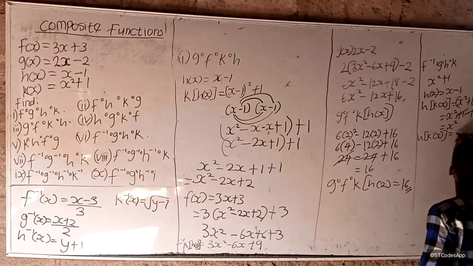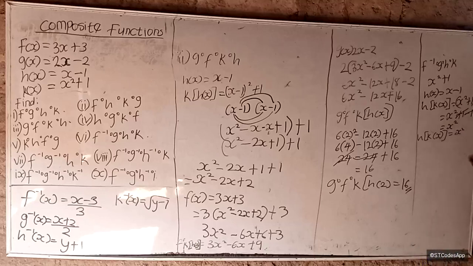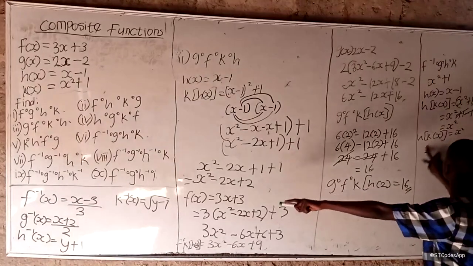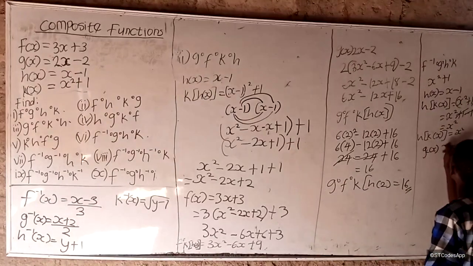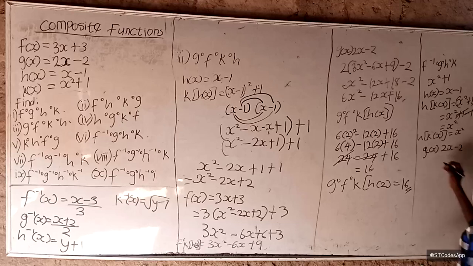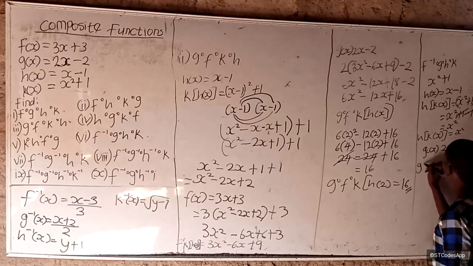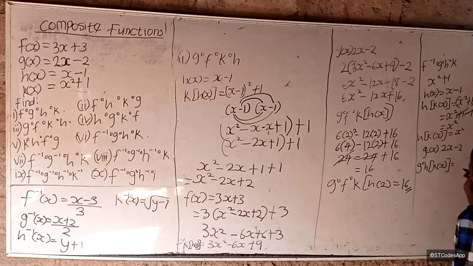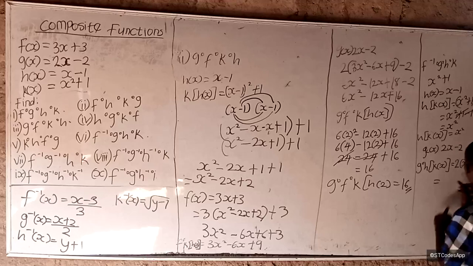gave us x squared. So we are going to also impute this value of h of k of x into g of x. And our g of x there was 2x minus 2. So this x will be representing x here. So we have g of h of k of x to be 2 into bracket x squared minus 2. Solving further, we have 2x squared minus 2.